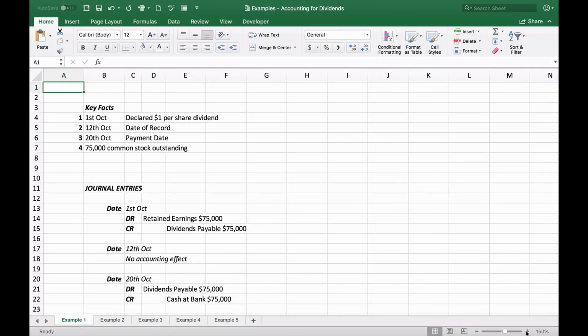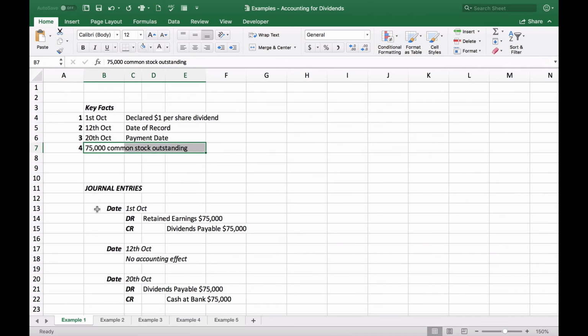Okay, so here's example 1. So we're just in Excel here. I've pre-prepared it, but I'll go through it with you. So we have some key facts from that example. On the 1st of October, the board declared a $1 per share dividend. The 12th of October is the date of record. The 20th of October is the payment date. And there's 75,000 common stock outstanding, or common shares outstanding, or ordinary shares outstanding. To be honest, common stock, ordinary shares, depending where you live, they all mean the same thing, but they're named depending on your jurisdiction.